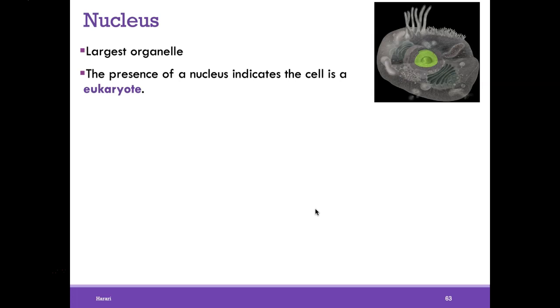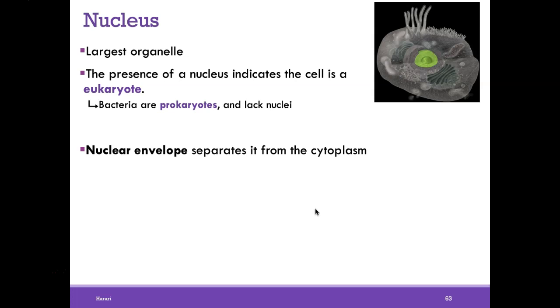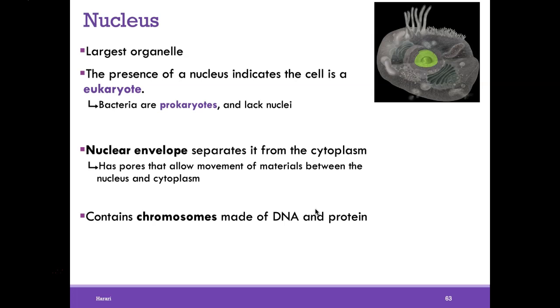The nucleus is the largest organelle, and the presence of a nucleus indicates that the cell is a eukaryote. So humans are all eukaryotes. We're only going to discuss eukaryotes in anatomy and physiology, so all cells we'll discuss have a nucleus. Bacteria, which we discuss more in biology, are prokaryotes and do not have a nucleus. The nuclear envelope surrounds the nucleus and separates it from the cytoplasm, and has nuclear pores that allow the movement of materials between the nucleus and cytoplasm.